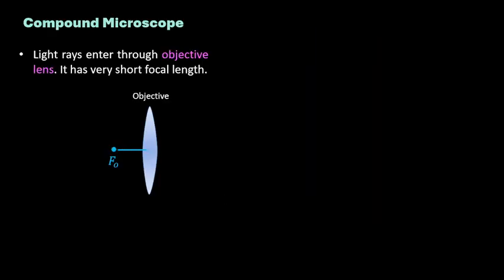There are two converging lenses. One lens is called the objective. It has a focal length f, which is very small, just a few centimeters. The focal point is f0.